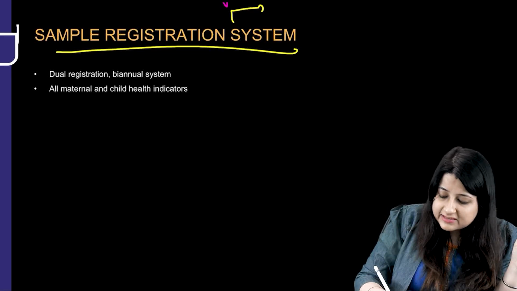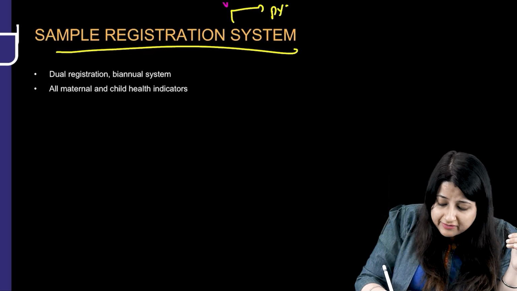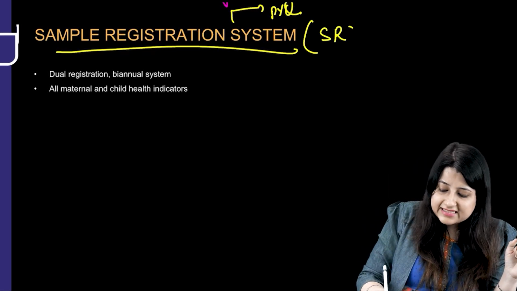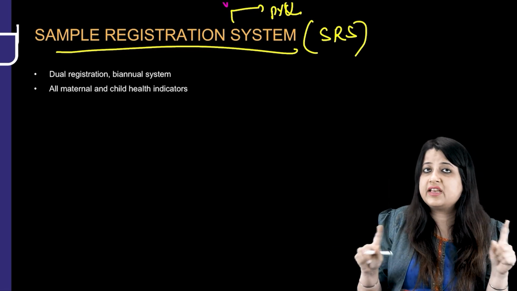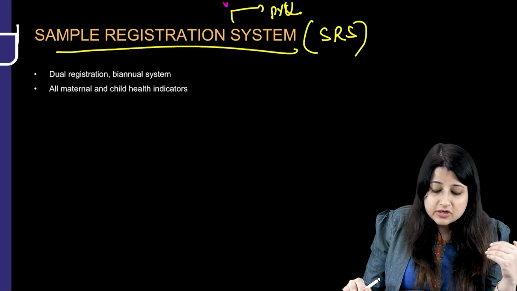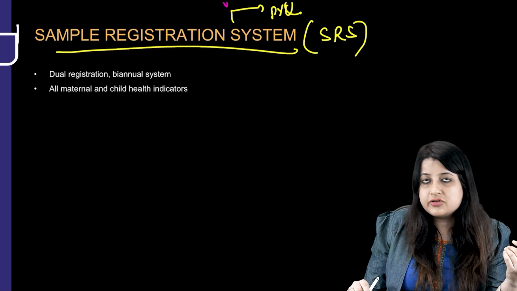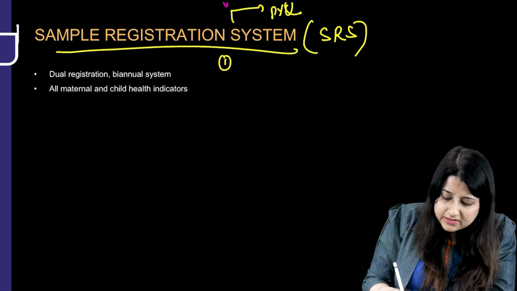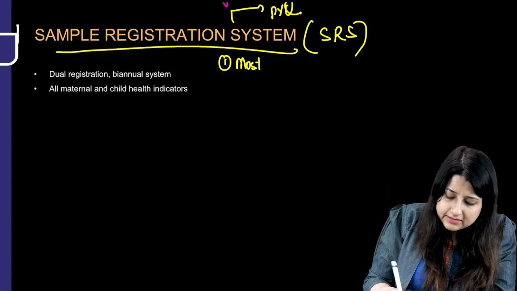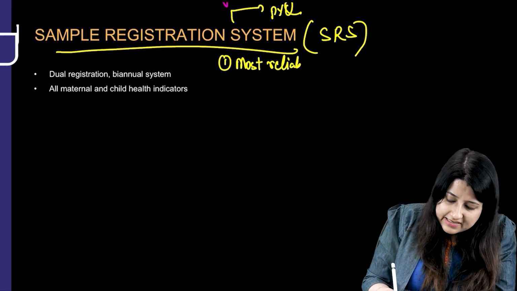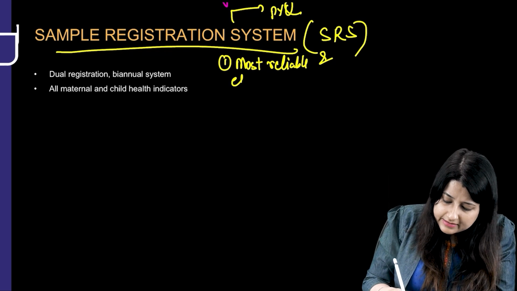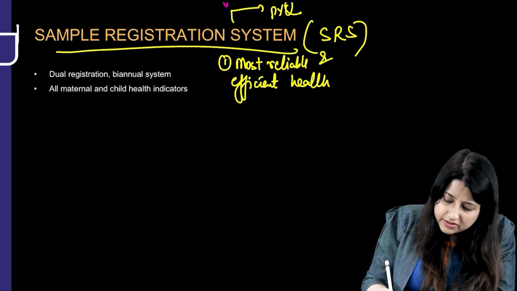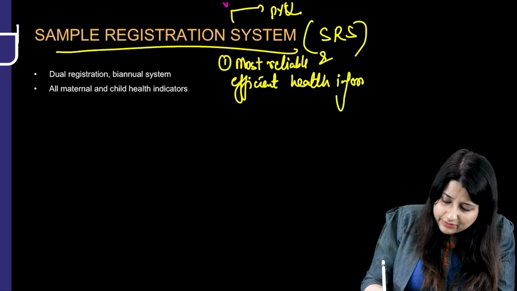Very important system. Most of the PYQs turn up from this. SRS. Now, nobody will say SRS is sample registration survey. No, it's a system. So, there are a lot of points for this that you must know. The first point that you must know: it is the most reliable and efficient health information collecting system in India. You will say why?